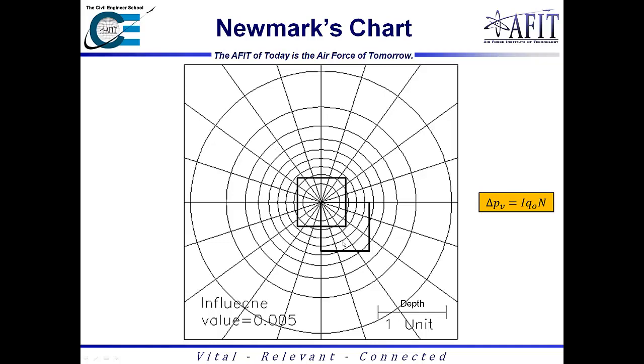And so the other way this is going to work, you notice I did draw two. These are two identical 1 unit by 1 unit squares. The main difference is this square right here is finding the stress below the center, and then this outer square here is finding the stress below this corner.